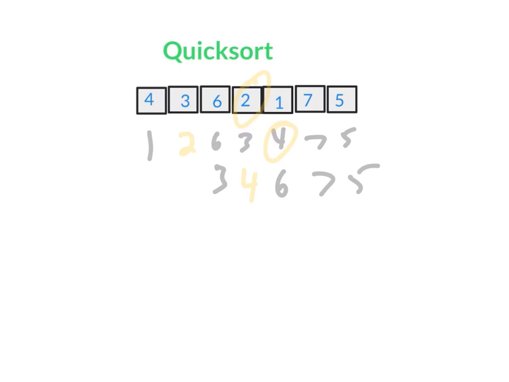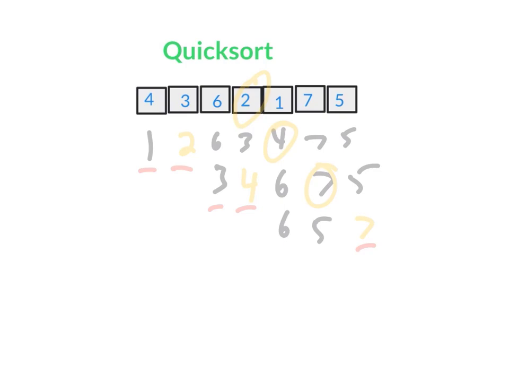I'm going to mark as red everything that's in its final place. This is in its final place because it's a subarray of 1. This was a pivot. This is a subarray of 1, so it's in its final place. And this is a pivot. So those are all in their final location. Now let's choose another pivot. So we'll choose 7. 6 and 5 are both smaller than 7. And then 7, since it's a pivot, is going to be in its final place.